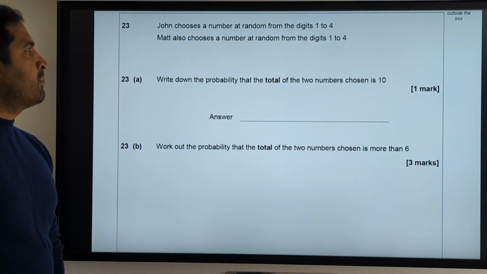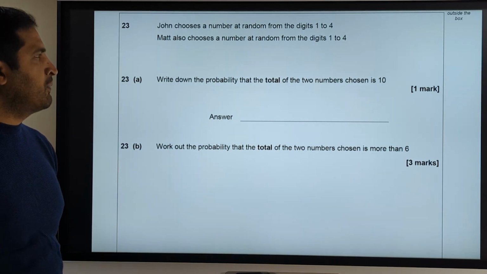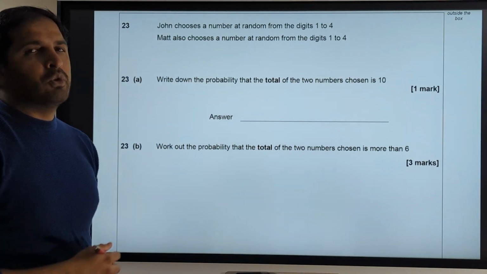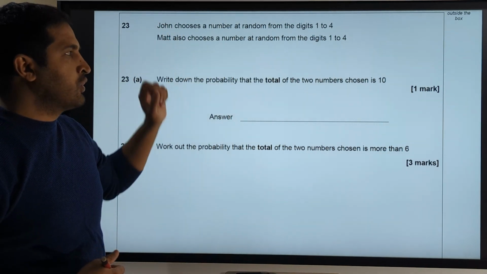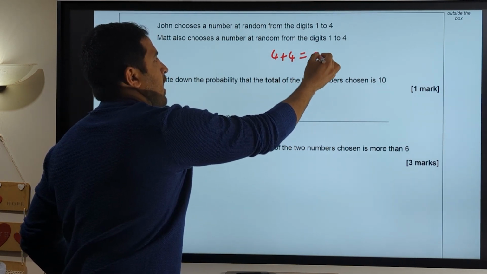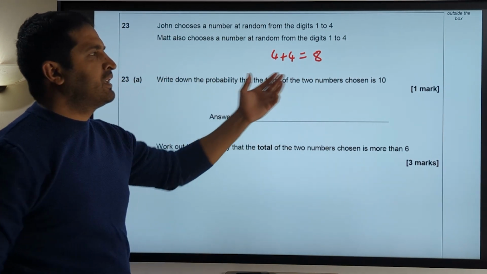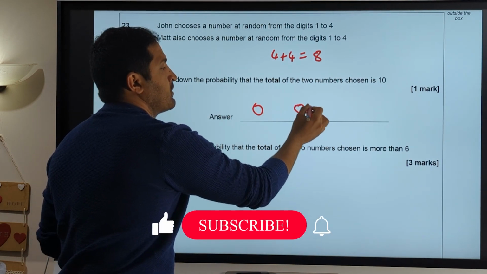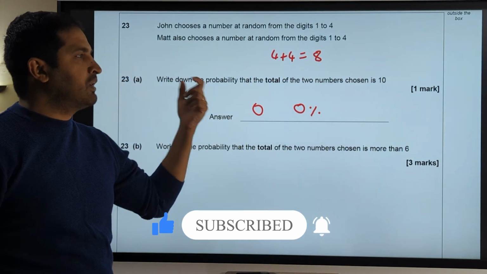John chooses a number from the digits 1 to 4. Matt chooses a number from the digits 1 to 4. Write down the probability that the total of the 2 numbers chosen is 10. Choosing from 1 to 4, the maximum total you can get is if Matt chooses 4 and John chooses 4. So 4 add 4 gives you 8. That's the max total we can get. So what's the probability that you get a score of 10? It is 0. Or you can write it as 0%. Anything will do, because you can write your probability as a percentage, decimal, or fraction.